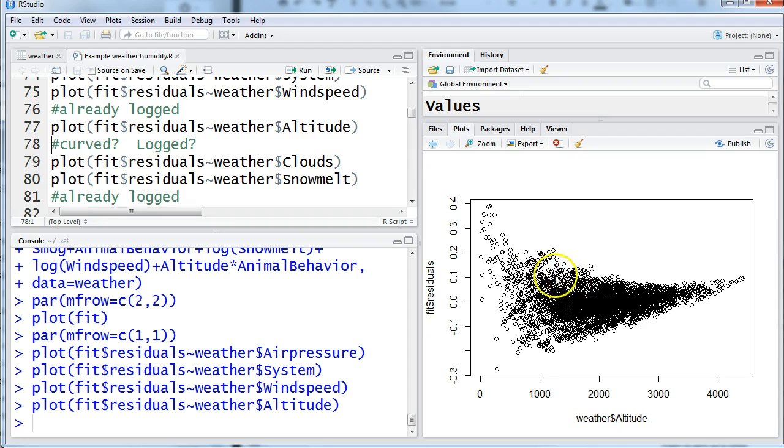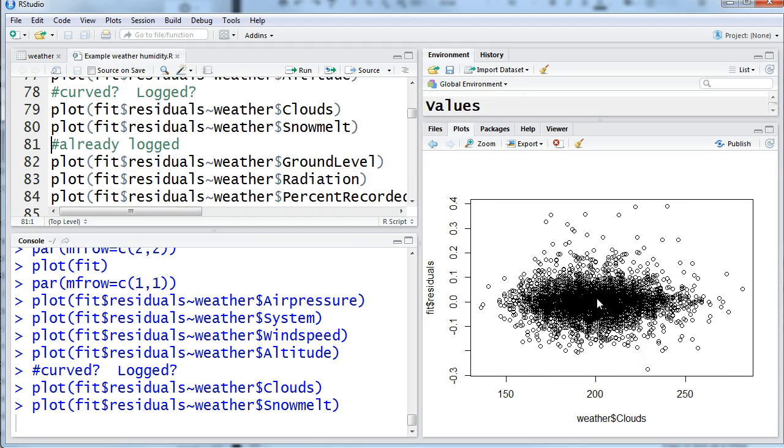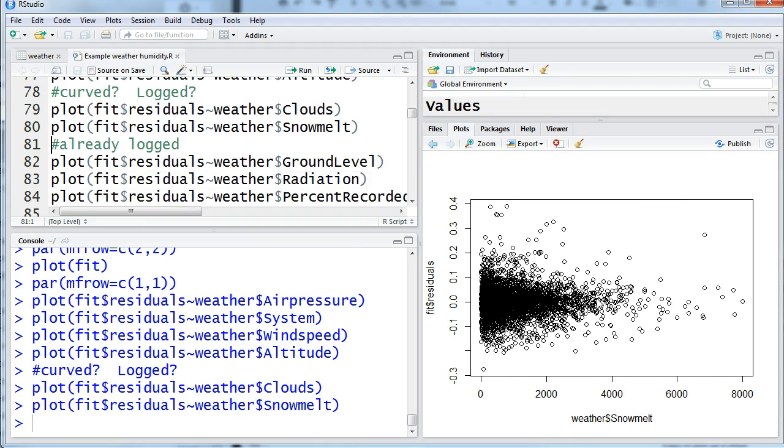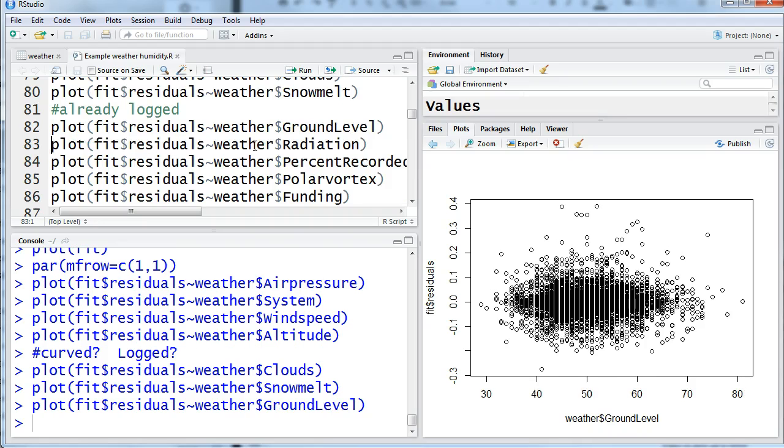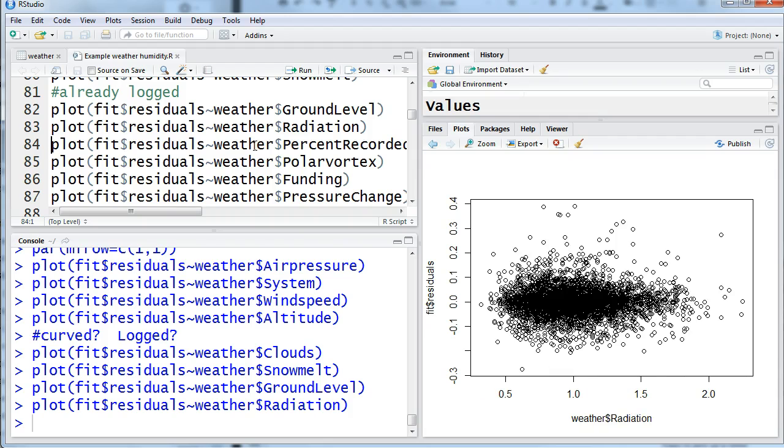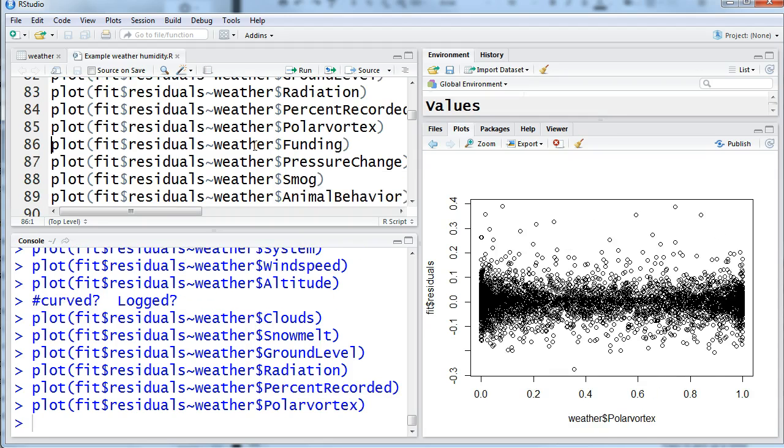Is this curvature? Would a log fix it? So we've got to work on altitude a little bit. Here's clouds. Snow melt again. I thought maybe a log, but it already is logged. Mathematicians are saying, go ahead and log the log. That's doable. Yes, it's doable. Does it make sense? No. And if you want to go ahead and do silly things like logging a log, you're welcome to.